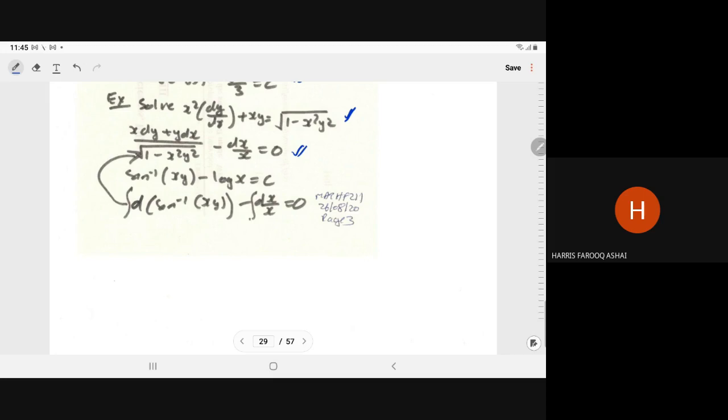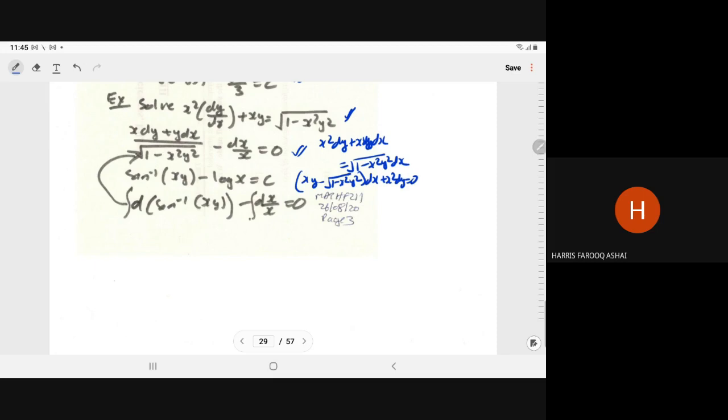Clear? Here we have x square dy plus xy dx is equal to 1 minus x square y square dx. So we can write the equation as xy minus root of 1 minus x square y square into dx plus x square dy is equal to 0. In this M dx plus N dy form also we have the equation.